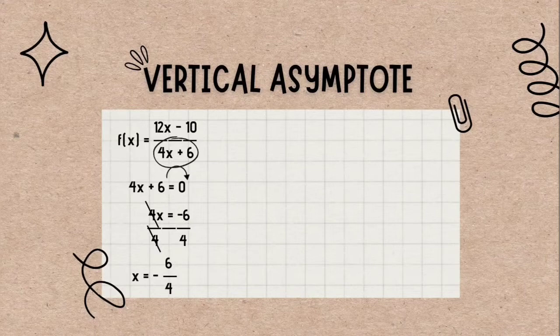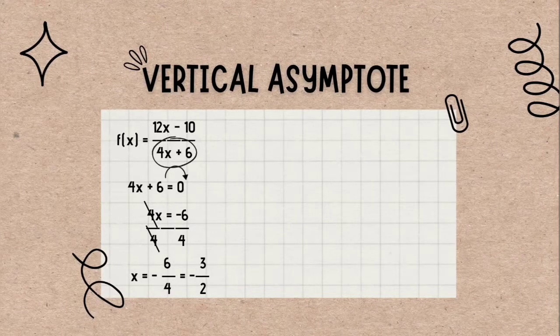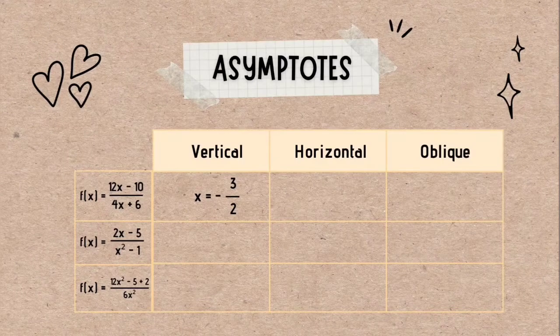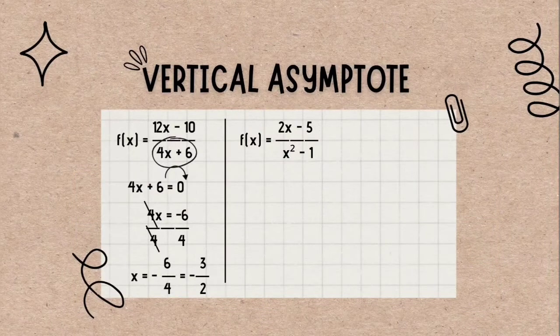So, hindi pa yan. Pwede pa rin natin siyang i-simplify. So, magiging sagot na is x equals to negative 3 over 2. So, yan. Tapos na natin ang first example. So, let's proceed on the next example.